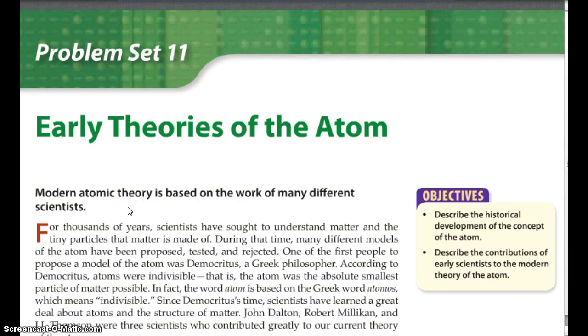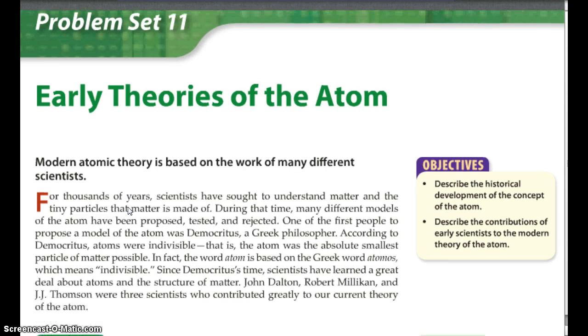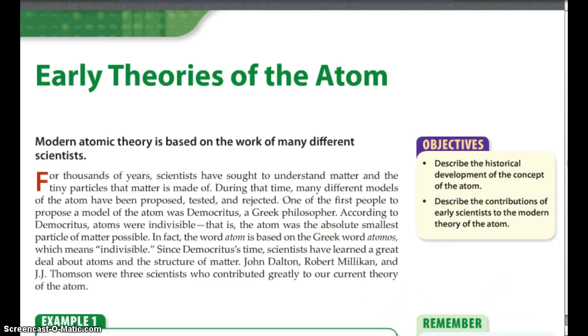Modern atomic theory is based on the work of many different scientists. For thousands of years, scientists have sought to understand matter and the tiny particles that matter is made of. During that time, many different models of the atom have been proposed, tested, and rejected. One of the first people to propose a model of the atom was Democritus, a Greek philosopher.